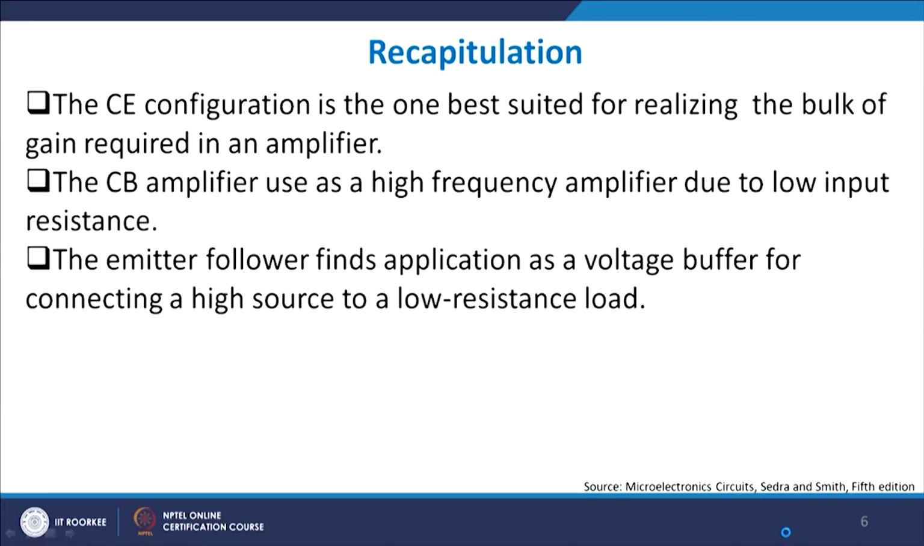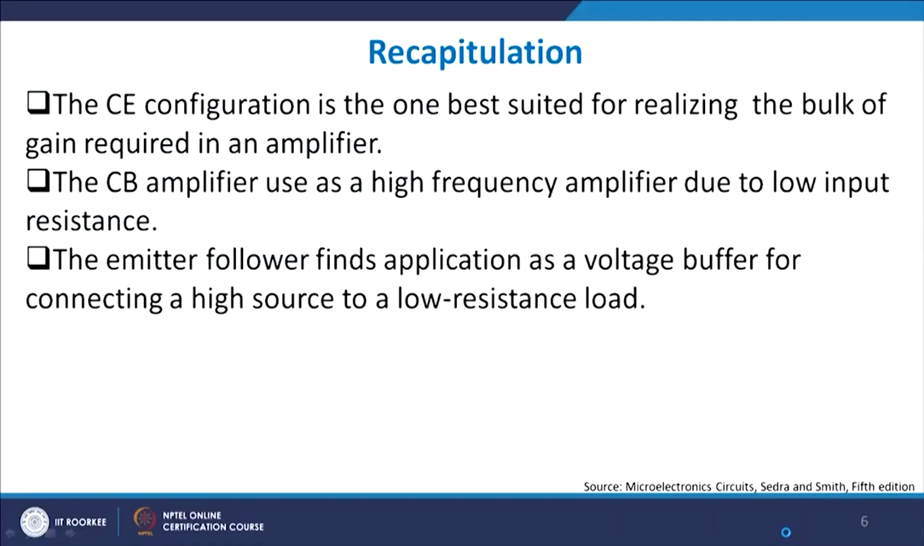The emitter follower finds application as a voltage buffer, for connecting a high source to a low resistance source. If you use a common collector, your voltage amplification will be low, but your transit will be very fast. If you want to compare the output impedance of a particular system with your system, on the collector side the resistance is small, and therefore you can easily match the low input impedance design.